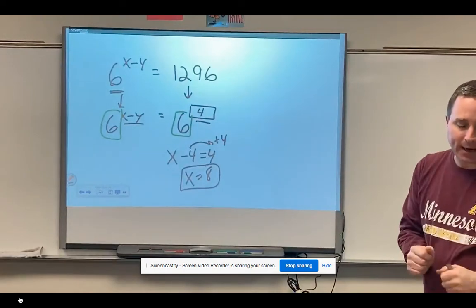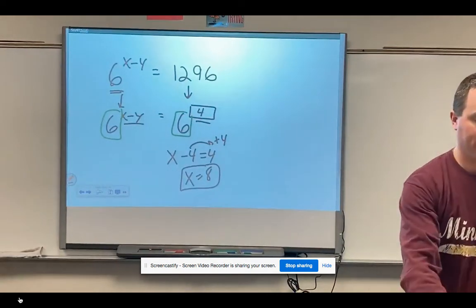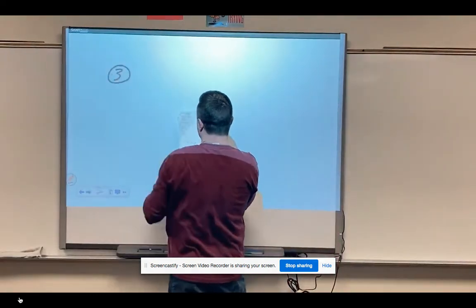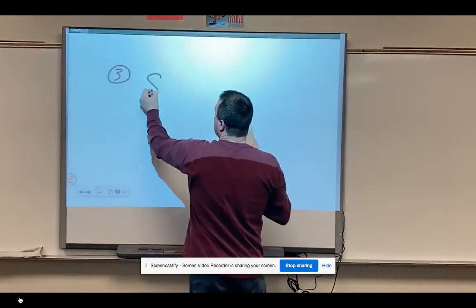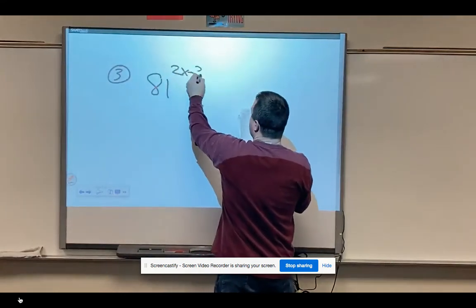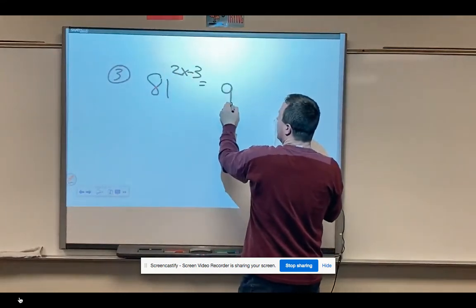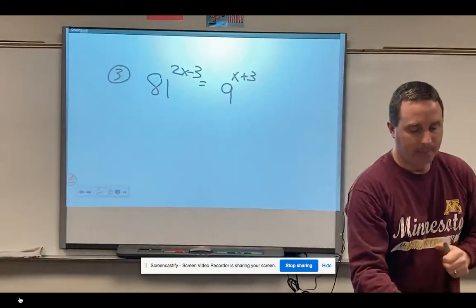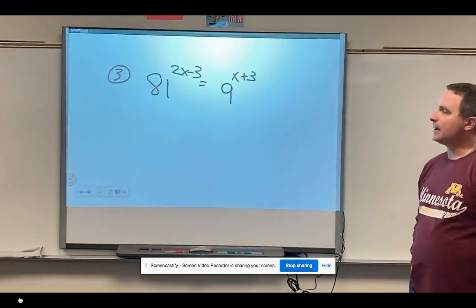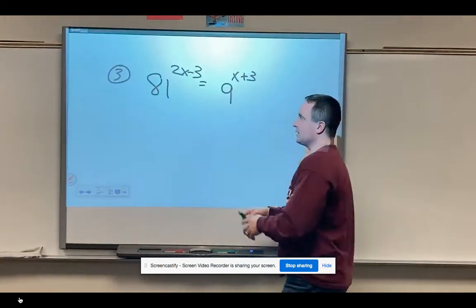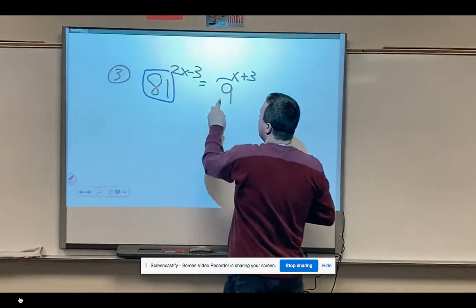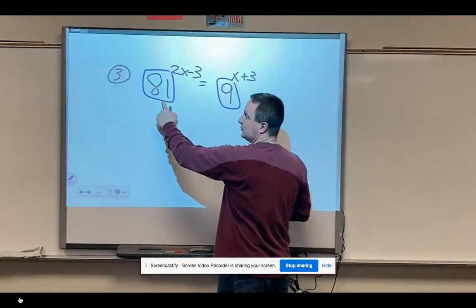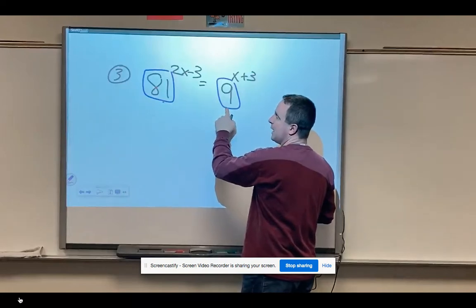Okay, I think we're doing okay here. I got one last one that I like to try here. And here it is. Okay, here's number 3, the third and final one. I have 81 to the 2x minus 3 equals 9 to the x plus 3. Okay, so I'm looking at my base numbers. I have an 81 and I have a 9. Okay, and well, can the bigger one be written as the smaller one to some power?